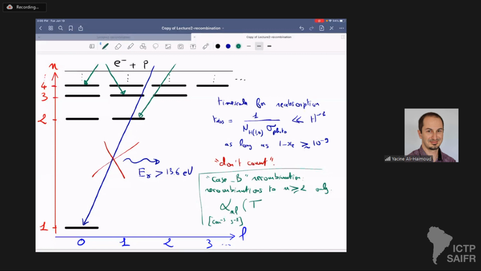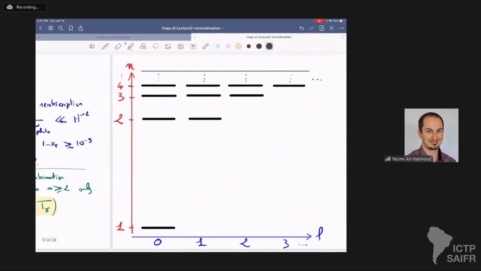Now, to be a little bit more accurate than before, it depends on the baryon or matter temperature, because it depends on how fast these electrons and protons are moving when they recombine. And it also depends on the photon temperature, because all of these transitions can be stimulated by photons. Okay, so this is one first piece of microphysics that one needs to compute to study recombination. All right, next.